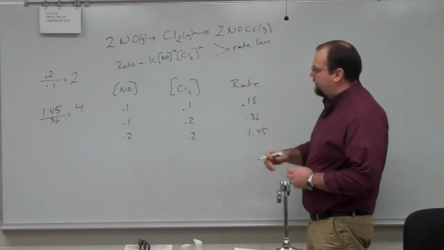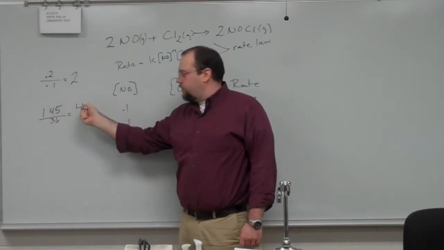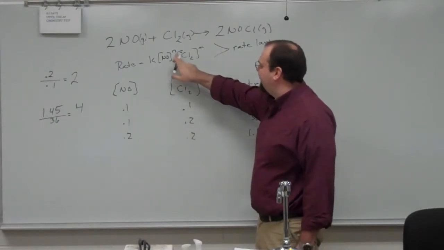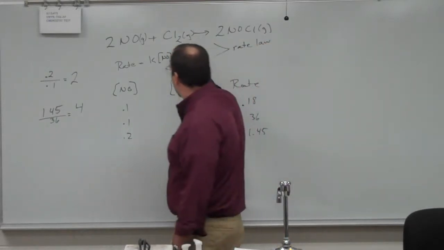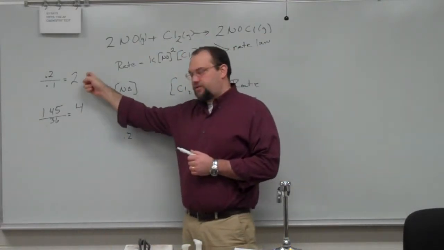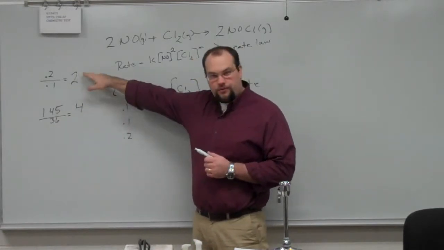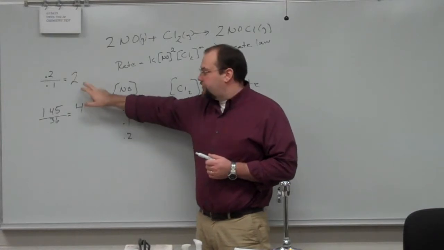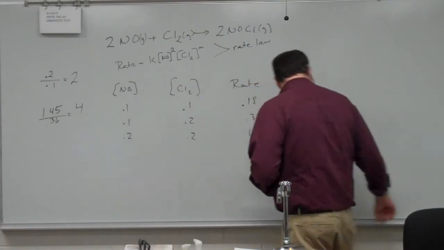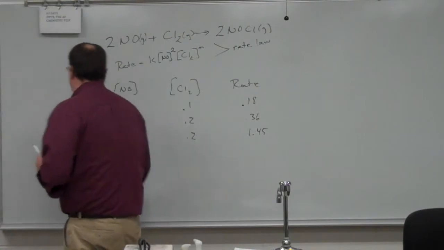So, since the NO concentration doubles but the rate quadruples, I know that with respect to NO, it's second order. In a second order reaction, the concentration doubles, but the rate quadruples. It's like squaring it. 2 squared is 4. So the change is squared. Okay, that's NO. Let's look at Cl2.